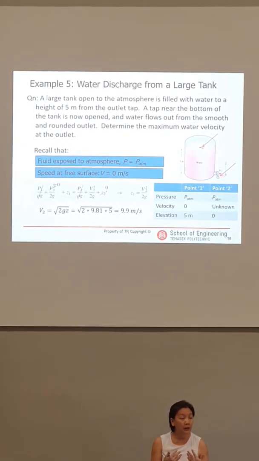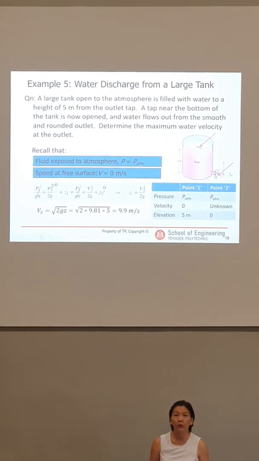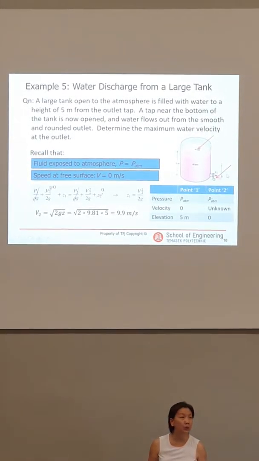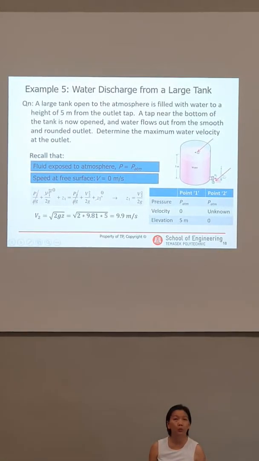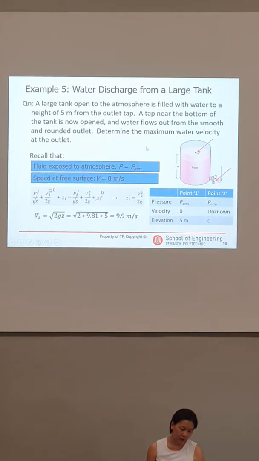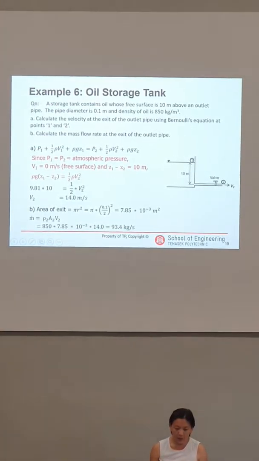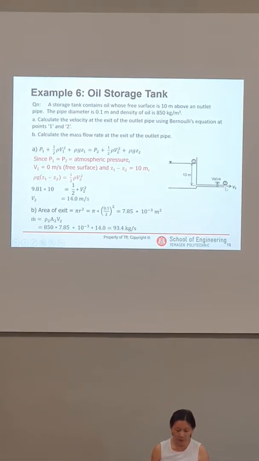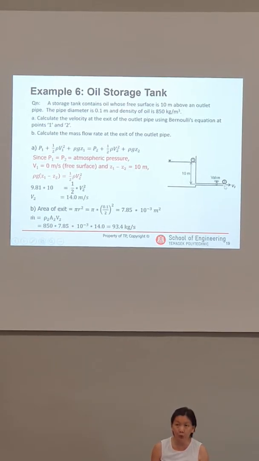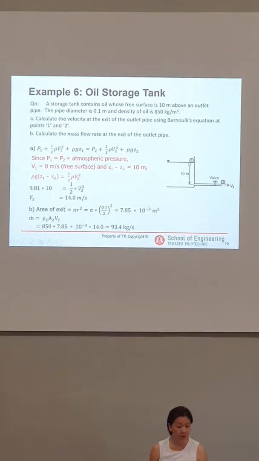But my advice to you is to always try to have the datum at the lowest level, so that you don't need to work with negative numbers, because when you see negative numbers you tend to get a little bit frightened. Same here: if I fix my datum at point 2, then Z2 will be 0 and Z1 will be 10 meters.